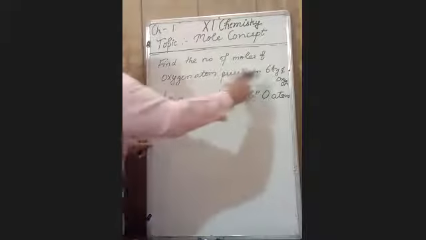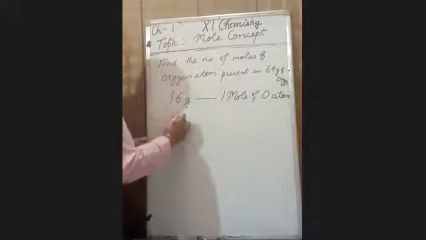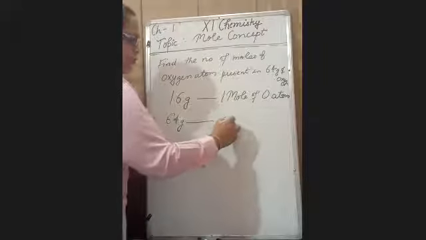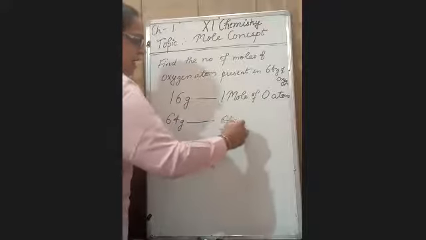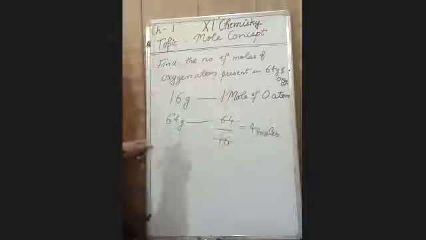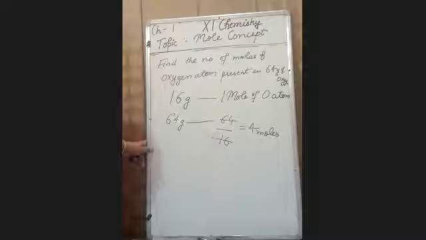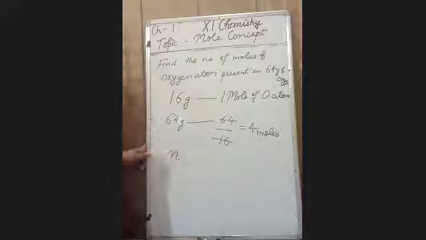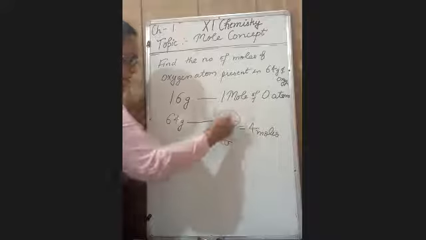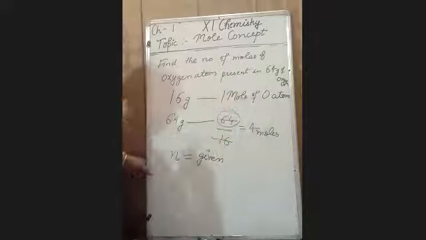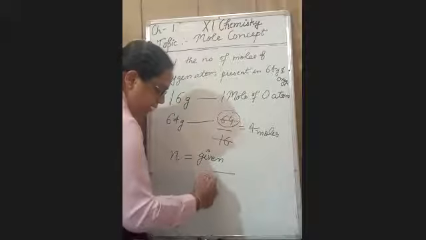Now in the question, calculate the moles in 64 gram. How will you calculate? 64 by 16 and the answer will be 4 moles. From here we can deduce one formula: the number of moles, represented by N, is equal to given mass, which is 64 in this particular question, over molar mass.